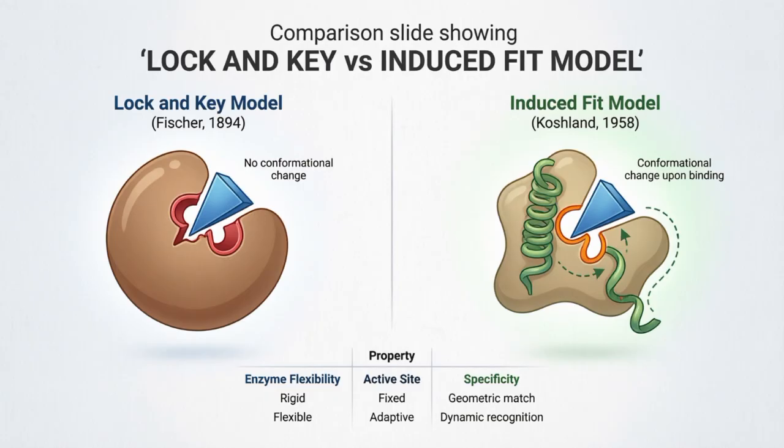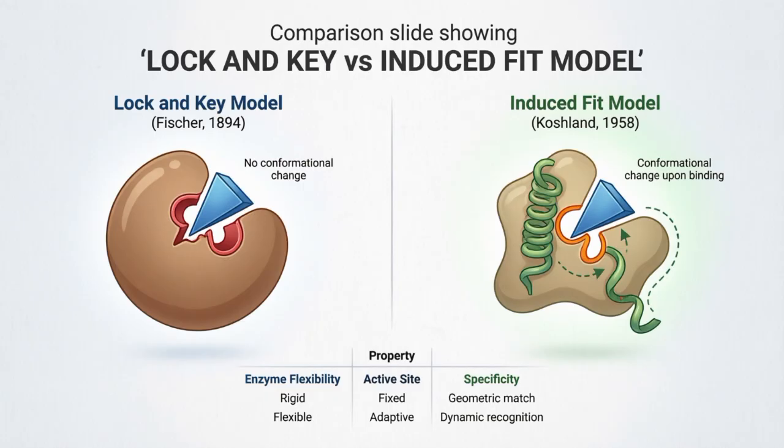Look at this enzyme structure. It's still brown like the one on the left. But notice these green helical structures wrapping around it. These green spiral coils represent the protein's secondary structure, alpha helices, that can actually move and flex. The active site here is shown in orange color. Why orange? Because it's more flexible and dynamic than the rigid red active site of the lock and key model. We still have the same blue triangular substrate.